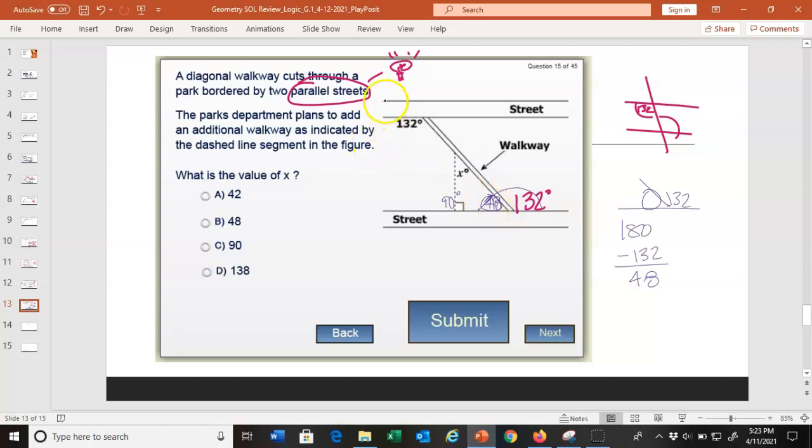The other thing you could do is recognize that, look, these are same side interior or consecutive interior angles. So 132 plus this, again, is going to have to equal 180.